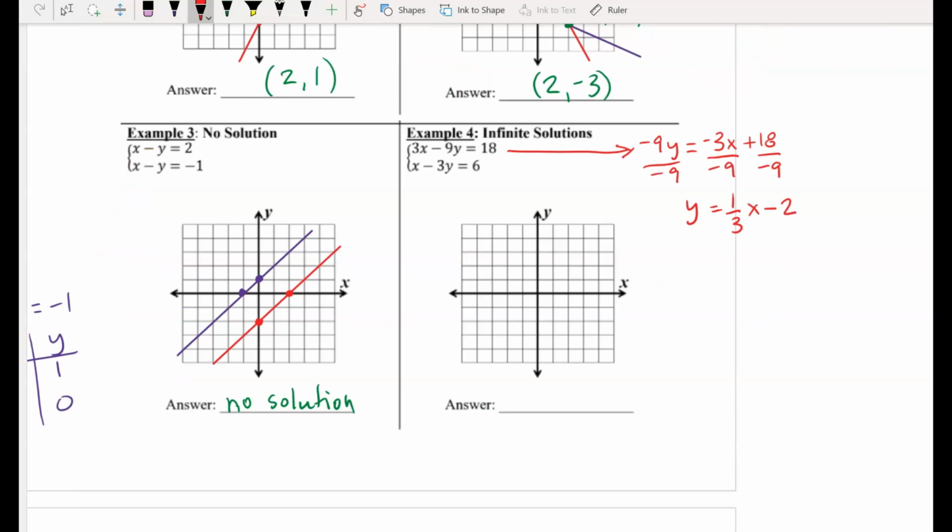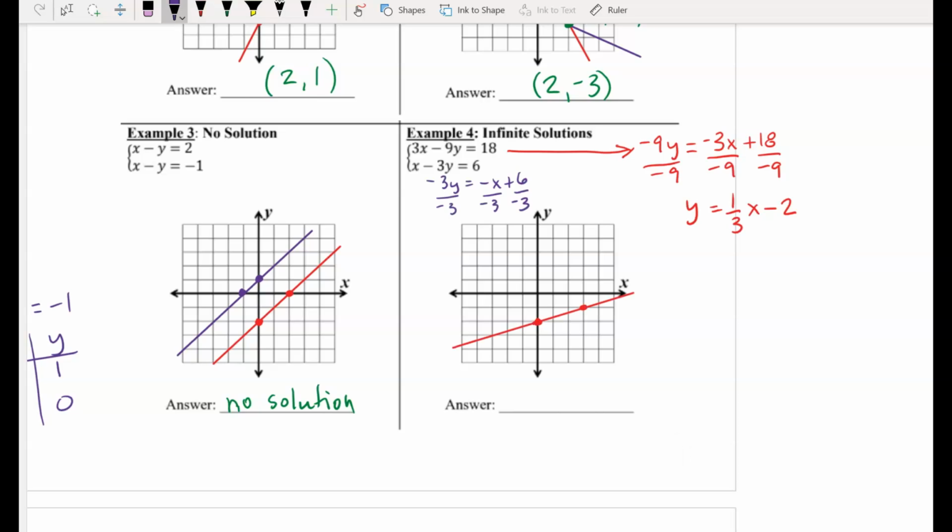In example 4, I decided to solve each equation for y. When I take the first equation and subtract 3x from both sides, I get -9y equals -3x plus 18. To get y by itself, I divide every term by -9 and simplify. -3 divided by -9 is a positive 1/3 times x, and 18 divided by -9 is -2. So that means that I have a y-intercept at -2 and a slope of positive 1/3, so up 1 and over 3.